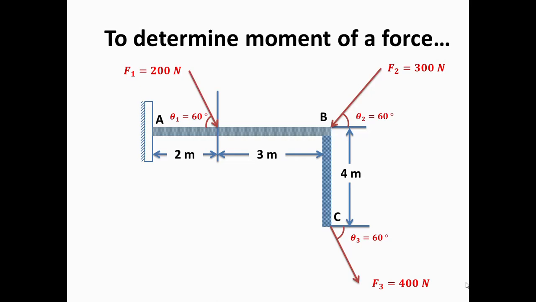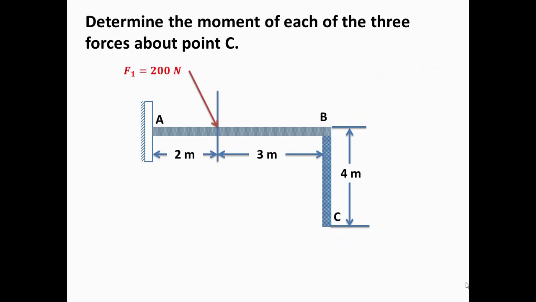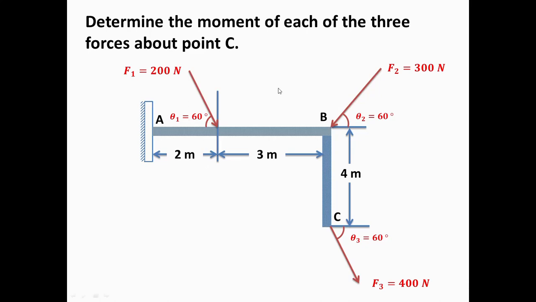In this video, we'll see how to find out the moment of a force. The arrangement of the beam is shown in the figure. You can see that there are three forces F1, F2 and F3, 200 Newton, 300 Newton and 400 Newton, making an angle of 60 degrees with the horizontal as shown in the figure. The corresponding distances are also shown.